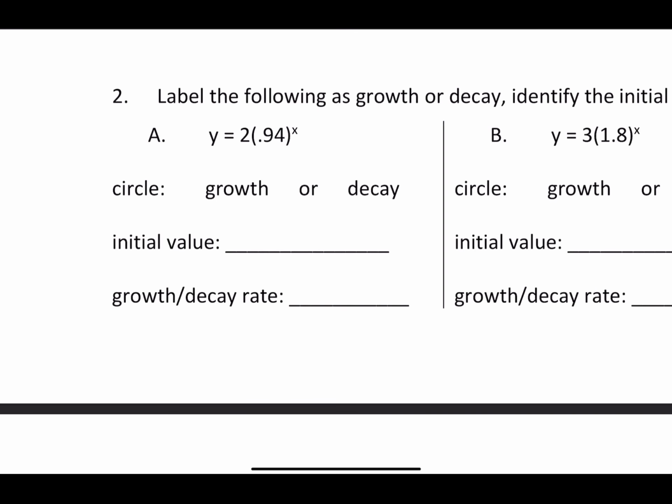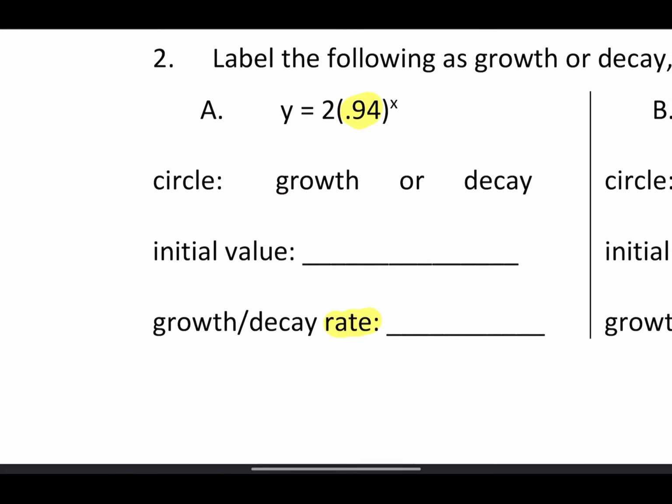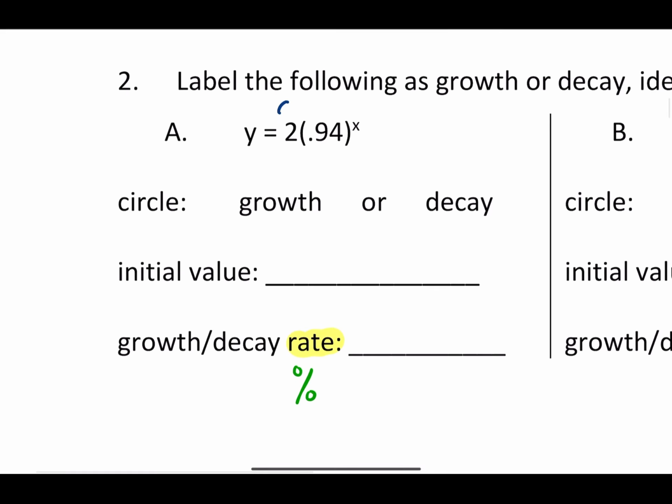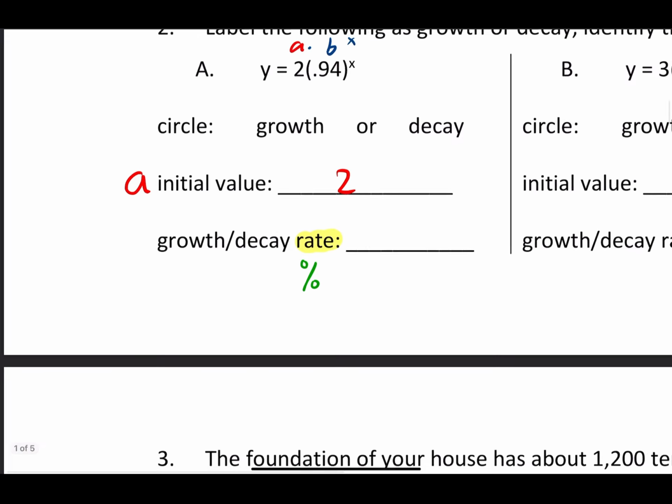Okay, next we truly have being able to tell the difference between a growth factor, like 0.94, and a growth rate, which is always a percentage. So let's begin with saying all of these are of the form a times some value b raised to the power of x. The initial value is a. That's easy to spot. It's 2. But the growth factor is not what they want here. They want the growth rate.